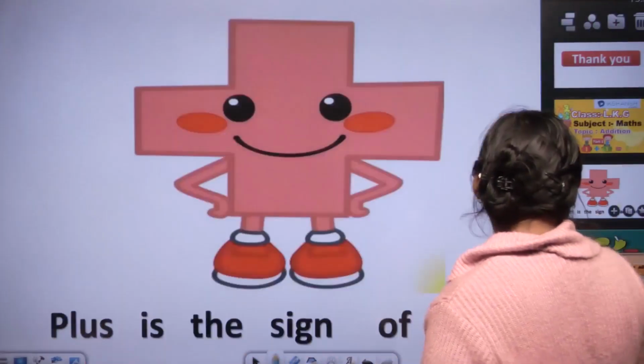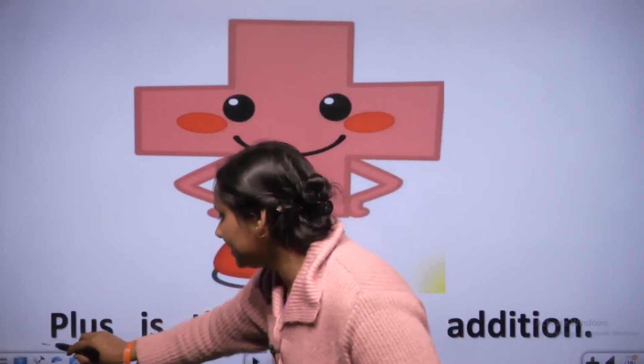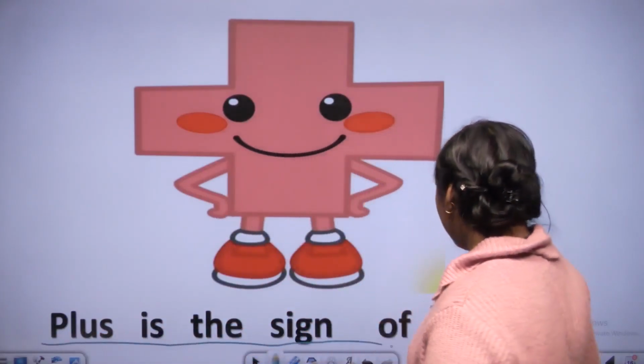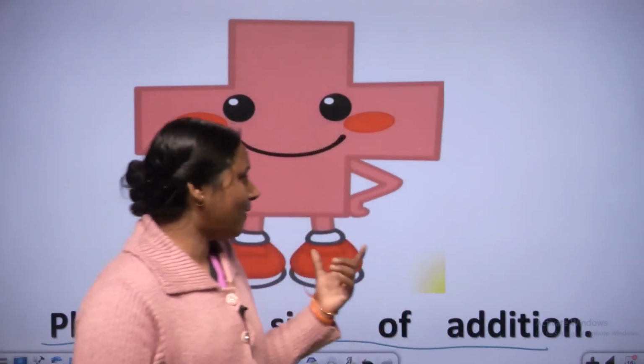Now next, addition means aap log kya kehte hain? Addition ka matlab kya hota hai? Yes, aap kehte ho plus hota hai. No, plus is not addition. Plus is the sign of addition. Okay? Addition means adding two or more numbers together in maths.